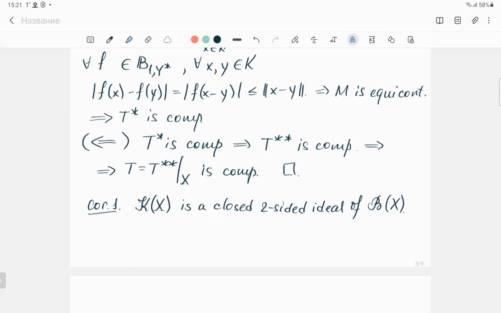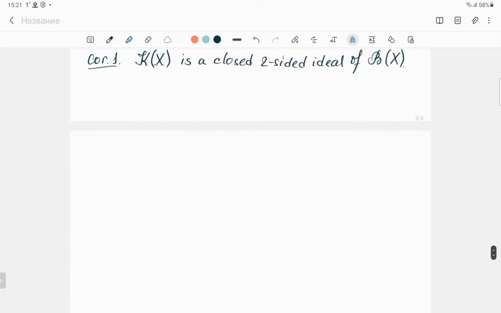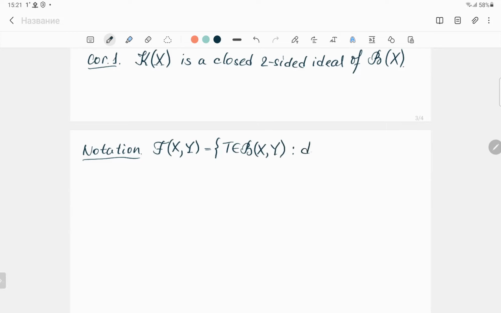Okay, now before we formulate the next corollary, let's introduce some notation. We denote by F of X,Y the set of all bounded finite rank operators from X to Y. Finite rank means that the dimension of the image is finite. Clearly, this is also a vector subspace of B of X,Y, and if Y equals X, then we write just F of X.